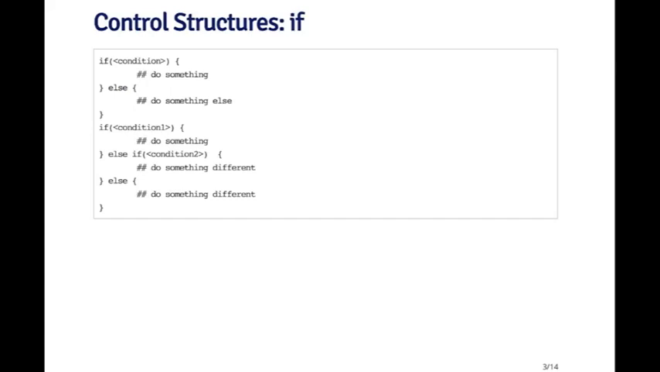The else part is optional, so you could just have an if statement to do something if something is true. But you can have the else part if you want to do something alternatively. If there's more than one possible type of condition you want to check, you can say if and then else if and then else. There can be any number of else if conditions in a construct like this, and the else one has to be at the end.